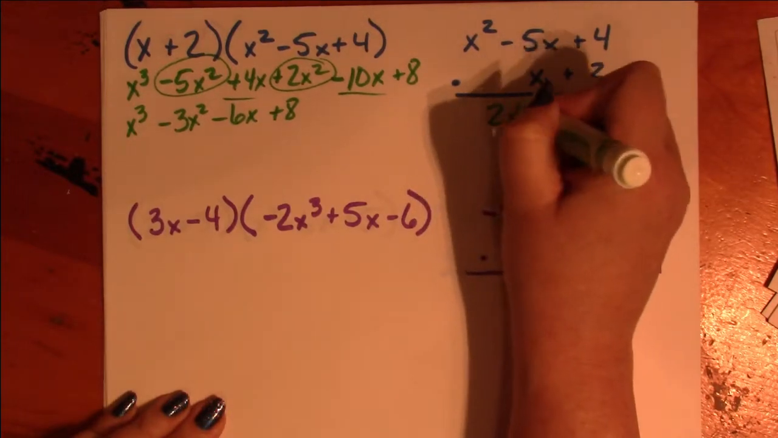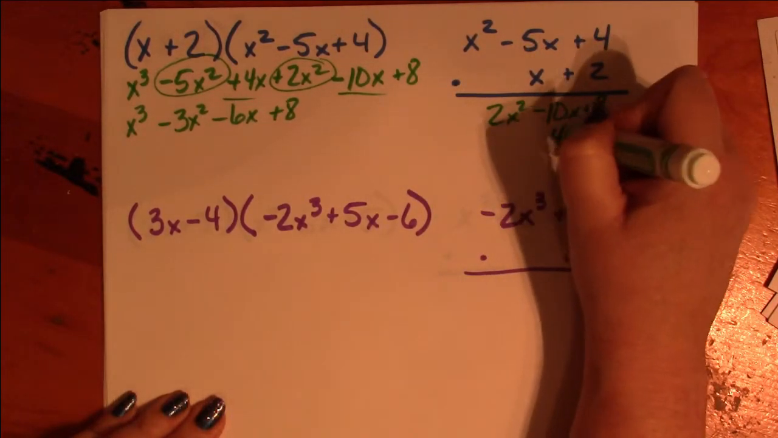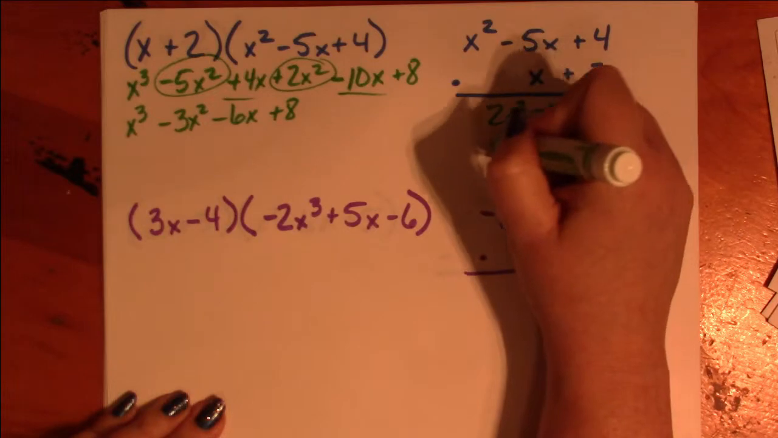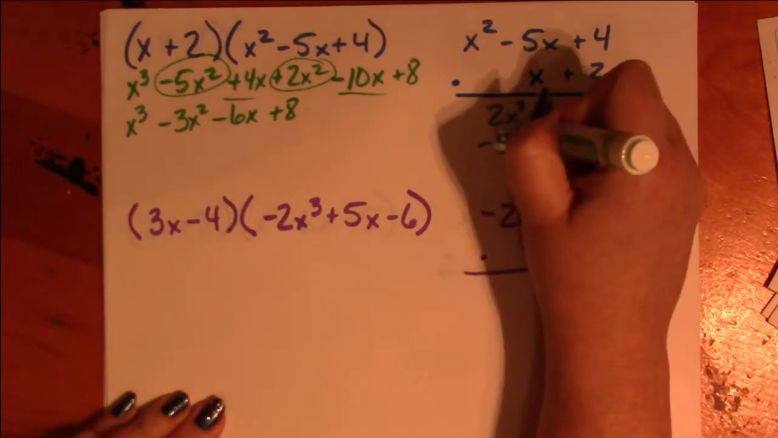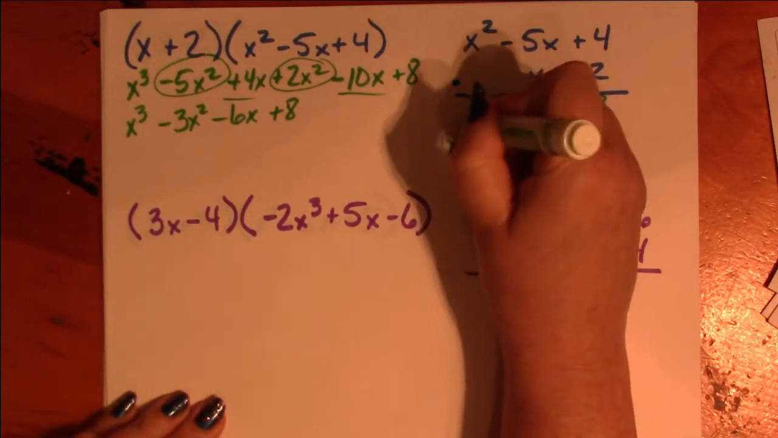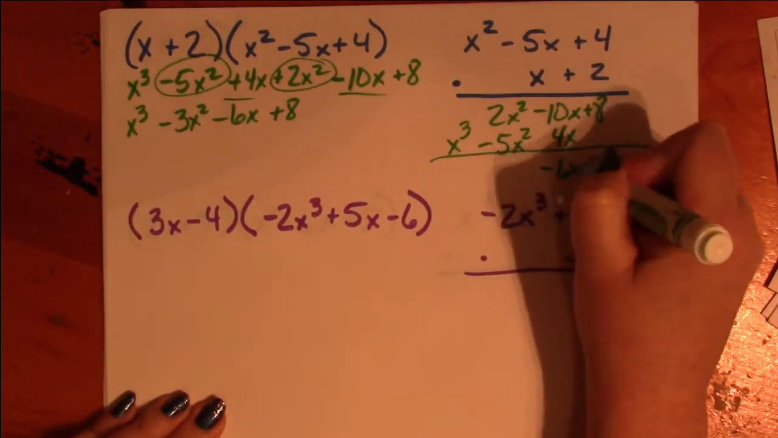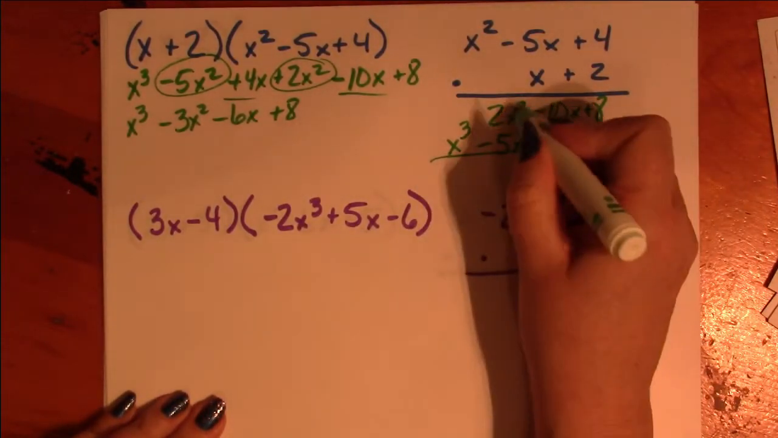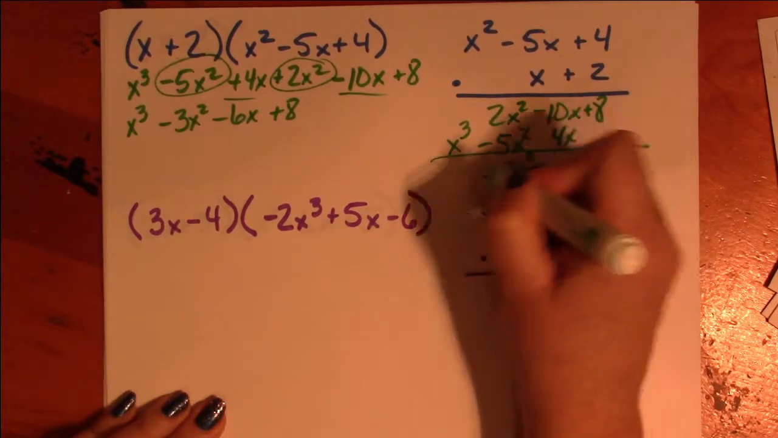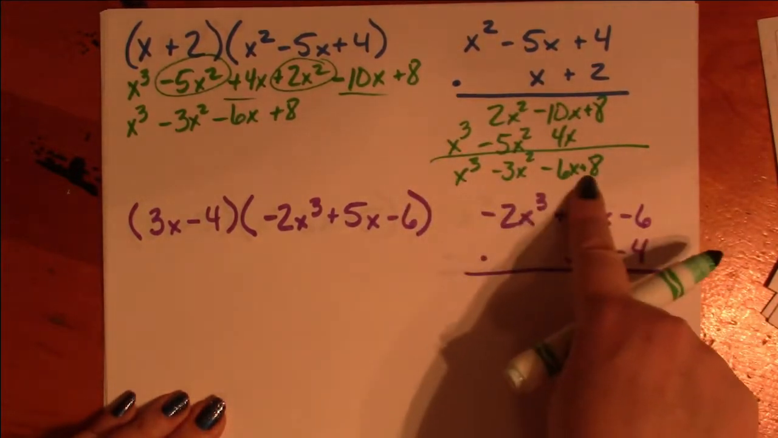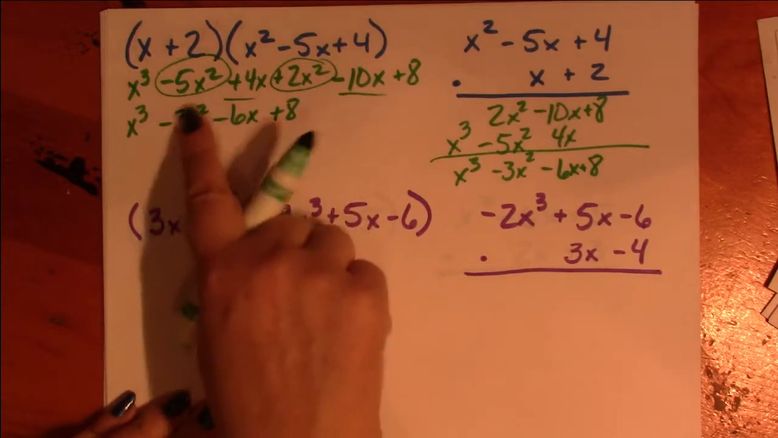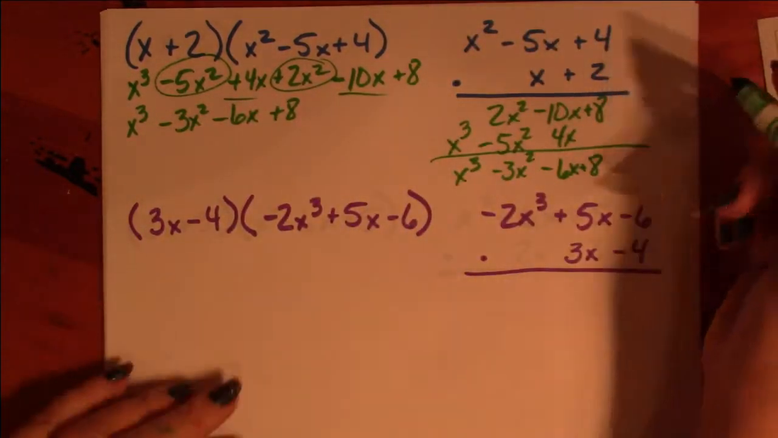And if we do it this way, 2 times 4 is 8, negative 10x, and 2x squared, 4x, negative 5x squared, and x cubed. So we've got 8, negative 6x, negative 3x squared, and x cubed. So we have the same answer. It just depends on how you're comfortable solving it.